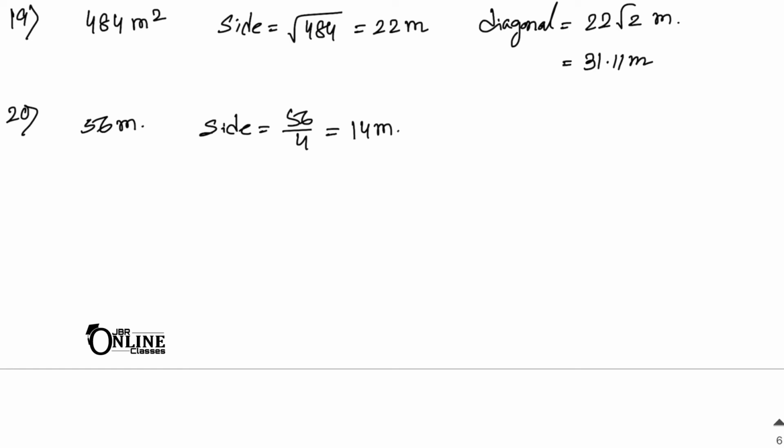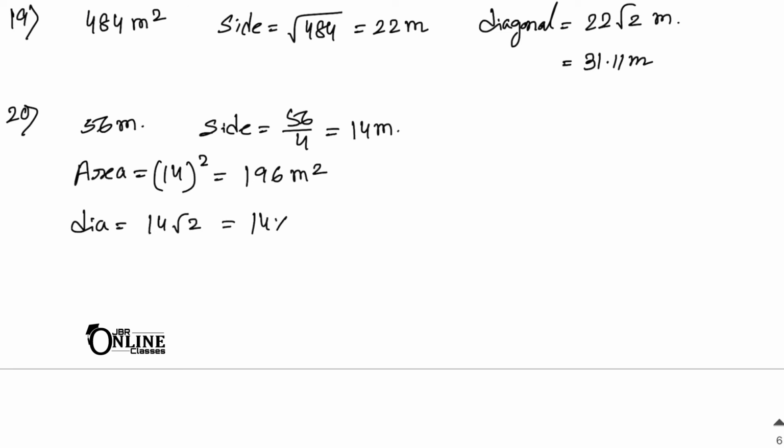So here the area will be, it's very easy, 14 square. Okay, here the area will be 14 into 14, that equal to 196 meter square, and diagonal equal to 14 root 2. You know the value, so 14 into 1.414, that equal to here 19.80 approximately up to 2 decimal. Okay, 19.80 is your final answer.